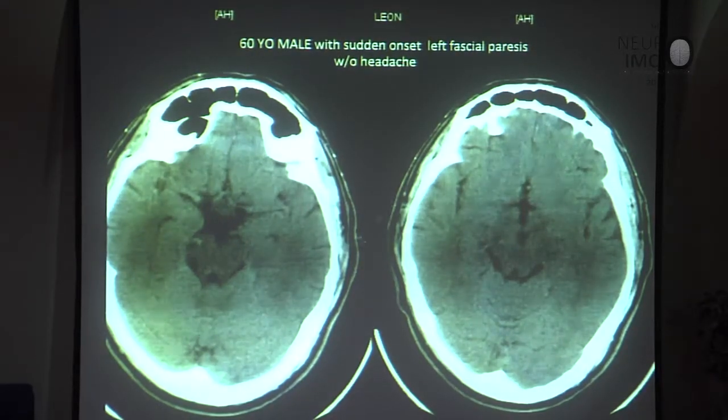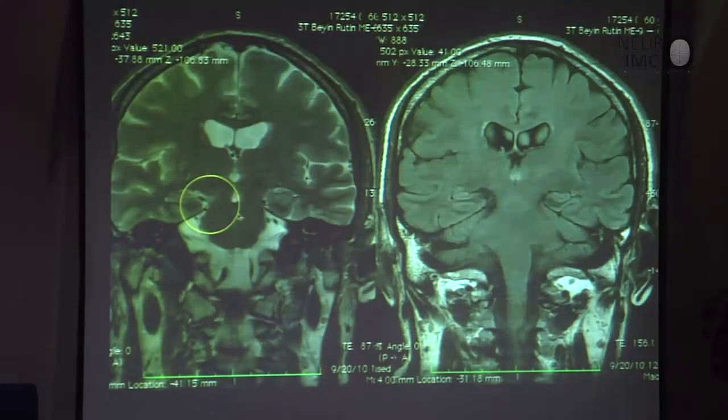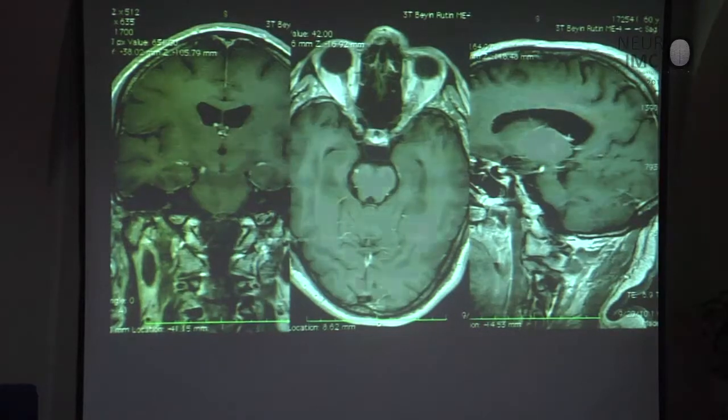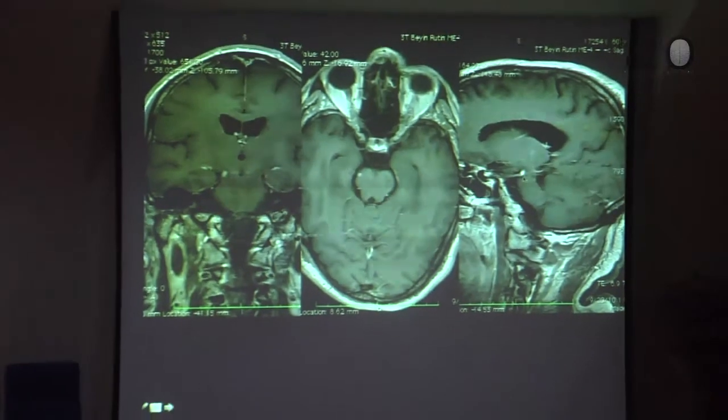This male had a facial paralysis with sudden onset. Look at that tiny dot here, perimesencephalic. The MRI shows hyperintensity in the same location. On the non-contrast T1-weighted images, it is hyperintense, suggestive of hemorrhage. And this is contrast-enhanced imaging, where it is seen better on some vessel.